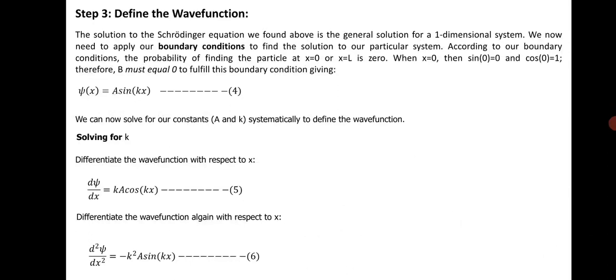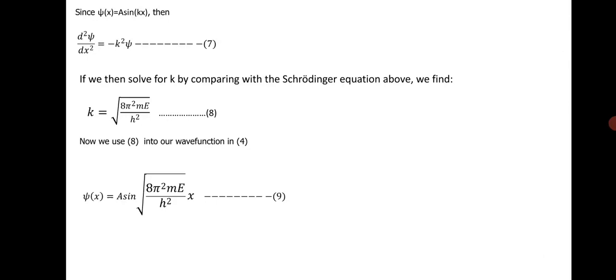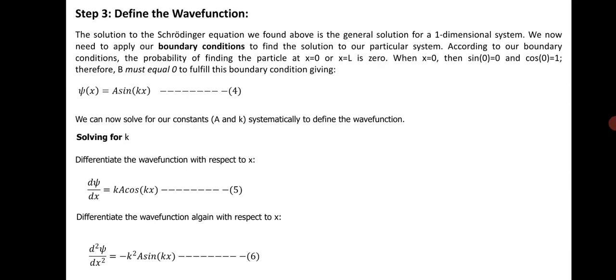This is equation 6. Now, since psi of x is equal to a sin kx, then d square psi by dx square is equal to minus k square into psi from equation 6. So from equation 4, psi is equal to a sin kx. It is here in equation 6. So therefore d square psi by dx square must be minus k square into psi.